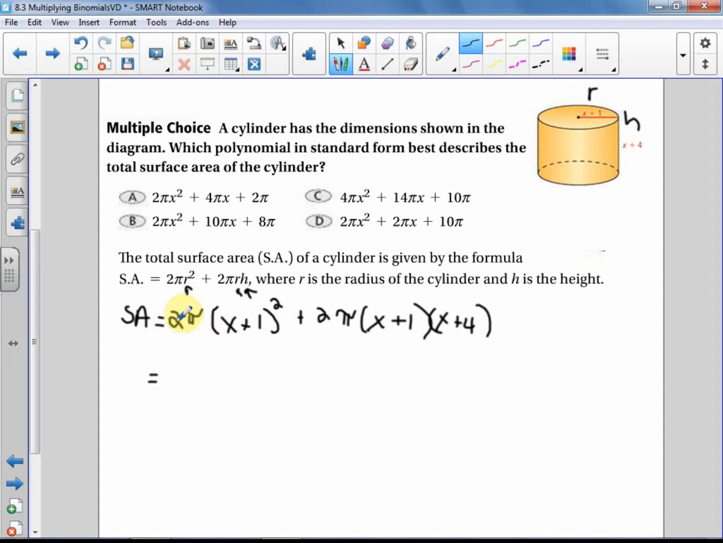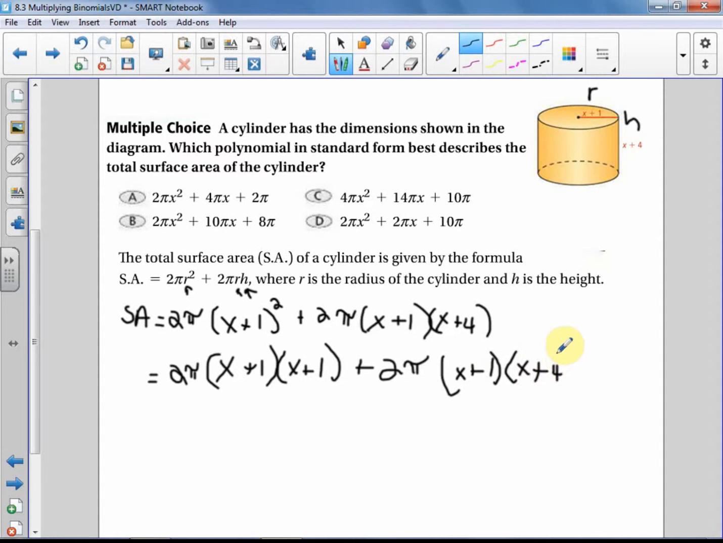So I can't do anything with this 2 pi yet, but I have x plus 1 squared. So I'm going to multiply x plus 1 two times. Remember, raising something to a power means the number of times we're going to multiply, either a monomial, binomial, constant, what have you. So I have x plus 1 times x plus 1, x plus 1 squared. I can further multiply that to x plus 1 times x plus 1, plus 2 pi, x plus 1 times x plus 4.